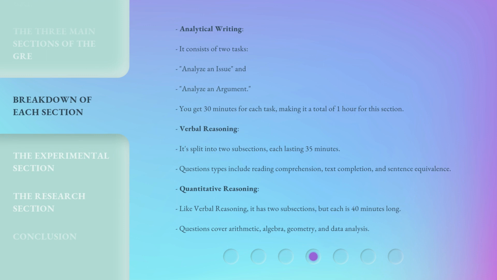Analytical writing. It consists of two tasks: analyze an issue and analyze an argument. You get 30 minutes for each task, making it a total of 1 hour for this section.